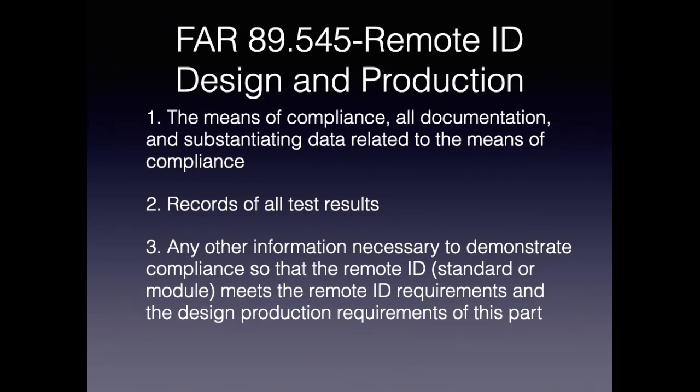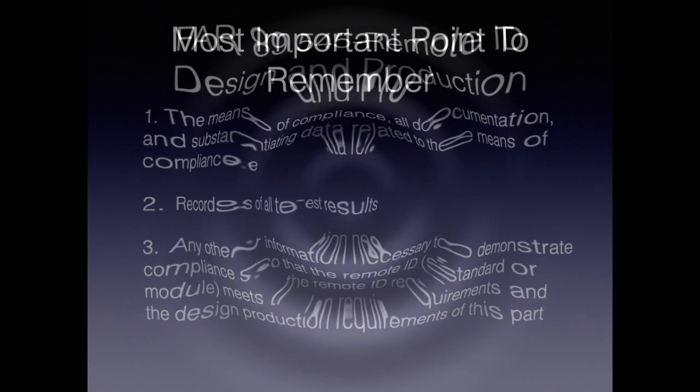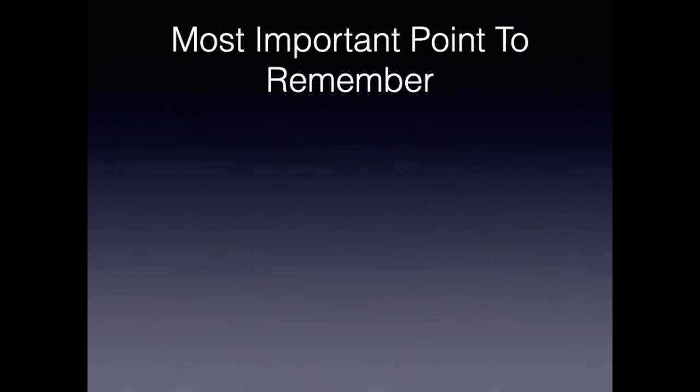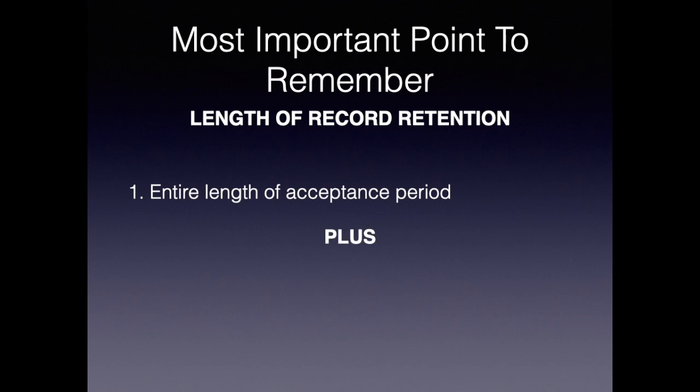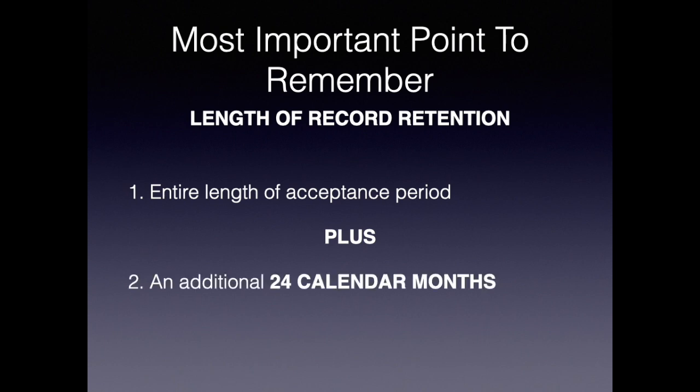But if you were to ask me, what are the most important points to remember? In my opinion, out of all of this, what you really need to know for the test is probably going to focus on the length of the record retention. Okay, and that is, you have to keep the records for the entire length of the acceptance period, however long that is, plus an additional 24 calendar months after that acceptance period has come to an end. So the length of the acceptance period plus an additional 24 calendar months.